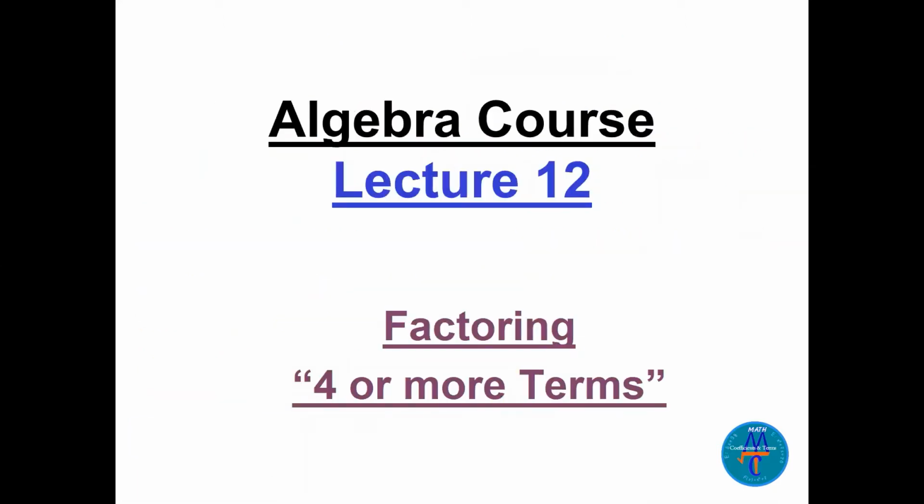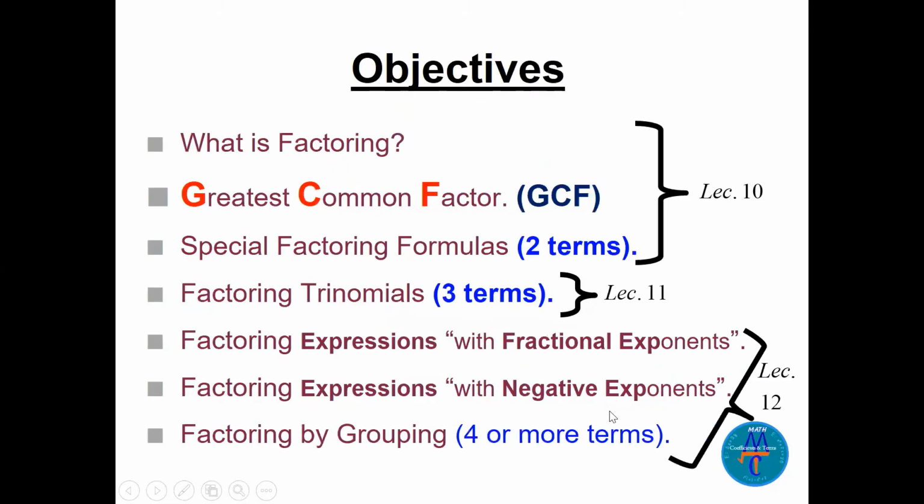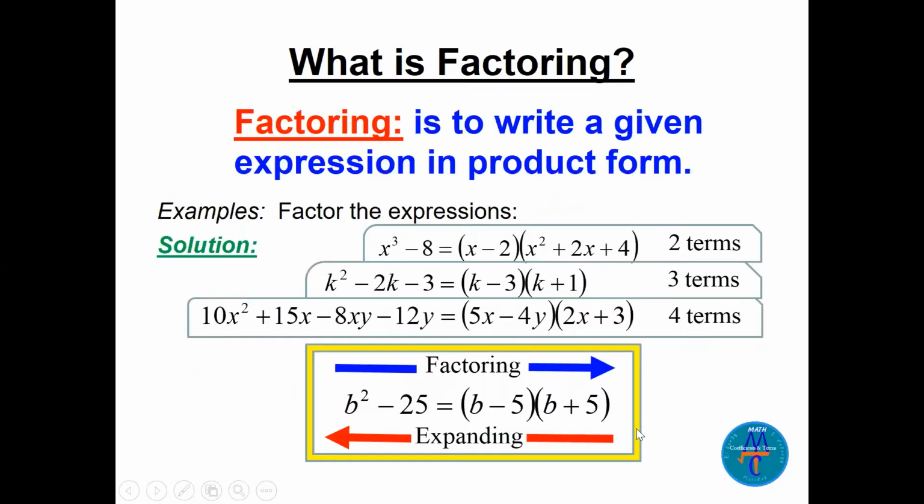So again, this is lecture 12. It's about factoring 4 or more terms. Now, just to remind you, please, the first lecture of factoring was lecture 10. It was about 2 terms and greatest common factor. Now, lecture number 11 was about 3 terms. And this is lecture 12. It's 4 or more terms.